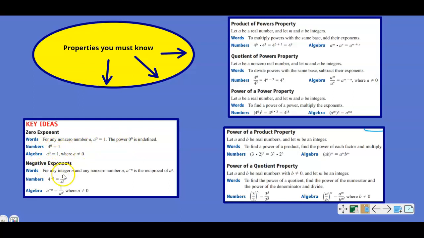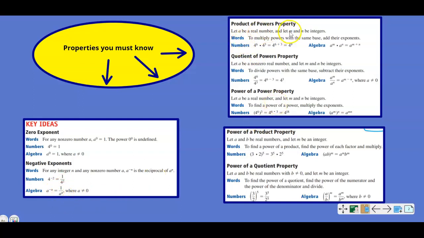All right, a negative exponent. For any integer n and any non-zero number a, a to the negative n is the reciprocal of a to the n. Example, 4 to the negative 2 equals 1 over 4 squared. So it becomes the reciprocal when the exponent becomes positive. Algebraically, a just represents any number. a to the negative n equals 1 over a to the n power.